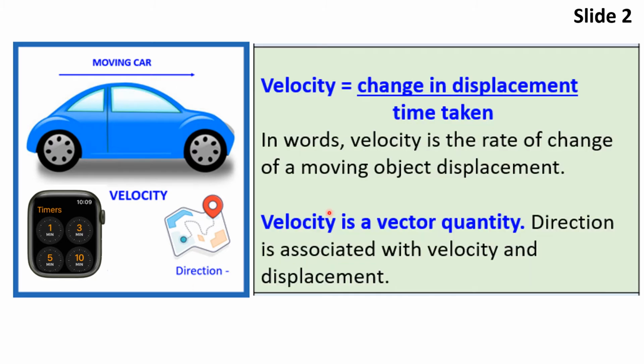Here is a formula and velocity description. So velocity is change in displacement over time taken, and velocity is a vector quantity. Direction is associated with velocity and displacement.